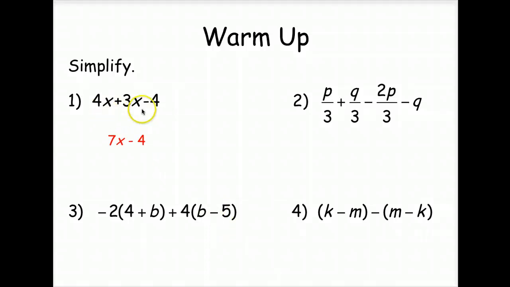The first one's fairly simple. All you have to do is combine your like terms. This one's a little bit more difficult because you have to find a common denominator. So negative 3 over 3q, so that's going to make that a negative p minus 2q to the third. Actually, this should be negative 2p over the 3.